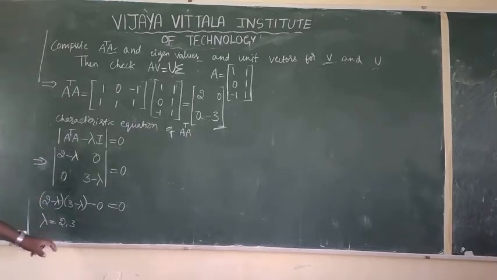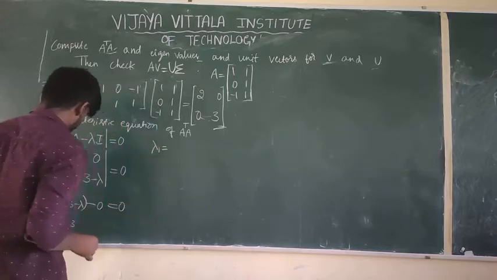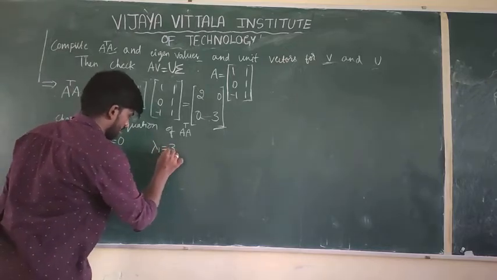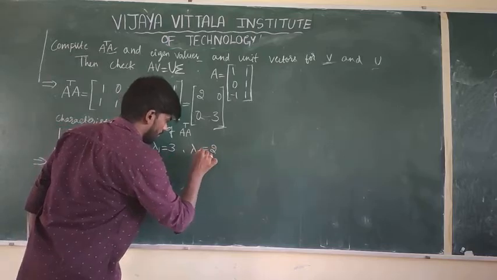We have to arrange these eigenvalues in descending order. Descending order means larger eigenvalue first and smaller eigenvalue second. We arrange lambda 1, which is equals to 3, which is the larger eigenvalue, and lambda 2, which is equals to 2.